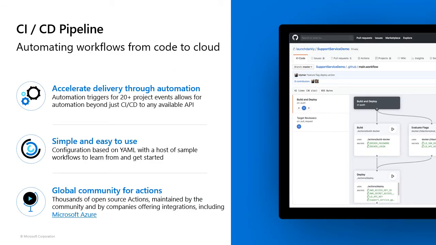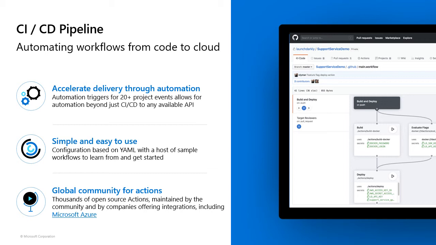CI/CD pipeline within DevOps allows you, using a visual tool, to accelerate development through automation. So there are two schools of thought in automation here. You can use a visual tool as you see here in the screenshot, or you can use scripting tools that most developers are actually used to, to drive continuous integration and continuous deployment. It's quite easy and simple to use.